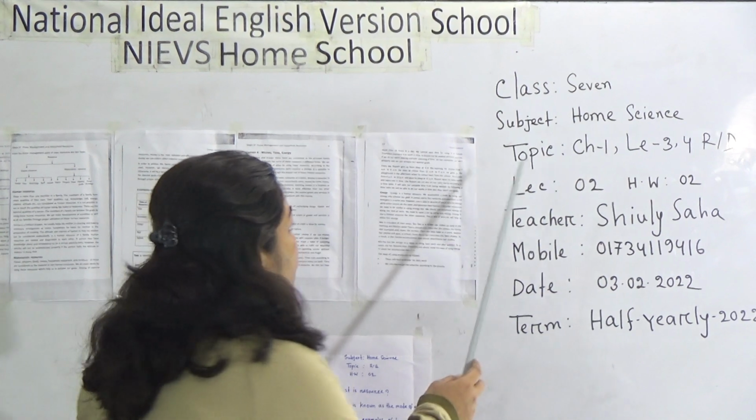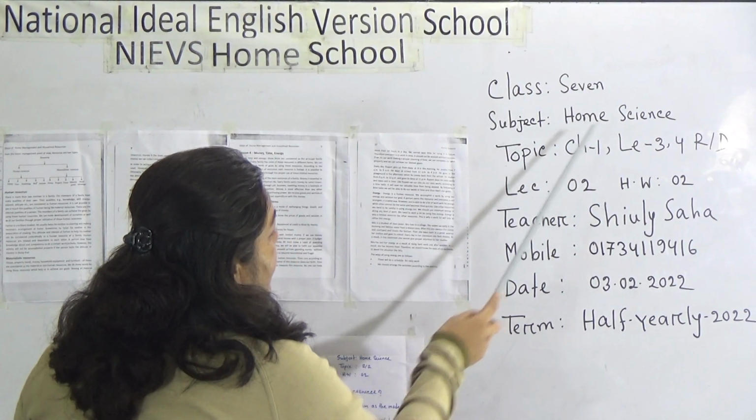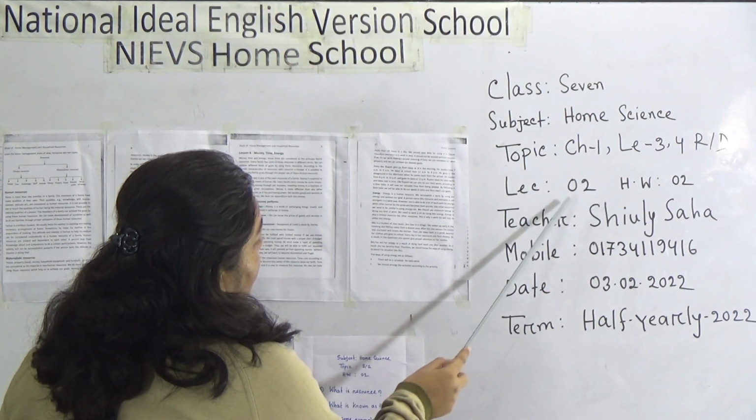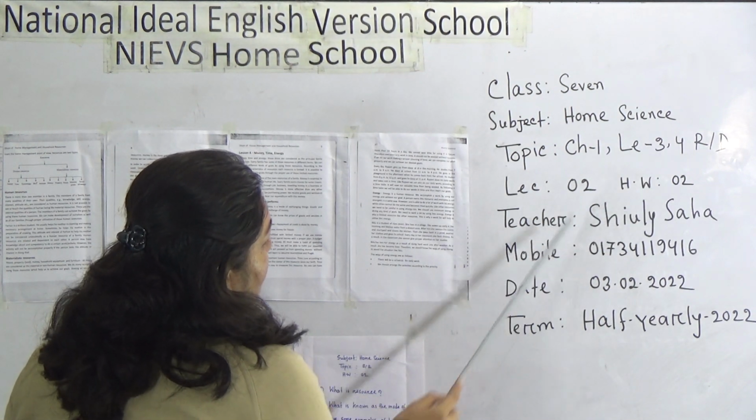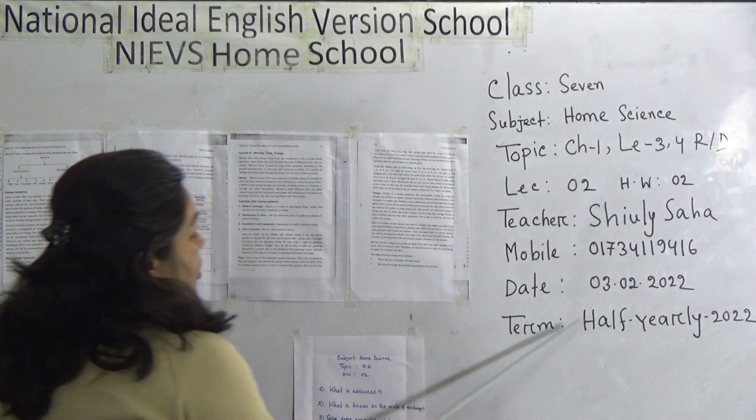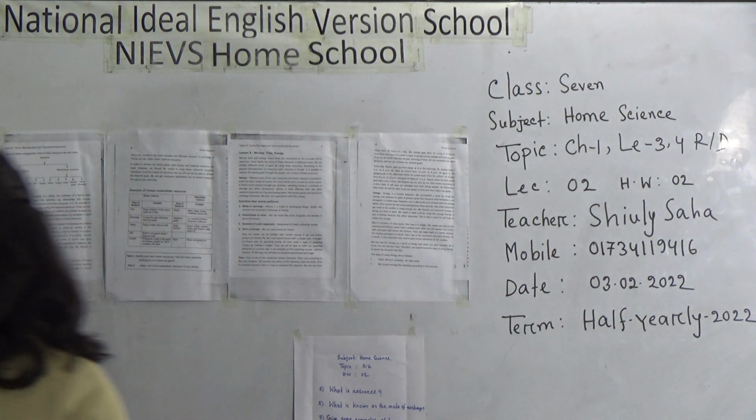Have a look at this topic. Class 7, subject home science, topic chapter 1, lesson 3 and 4, reading done. And it is our lesson number 2, homework number 2. And this is my name, Shiuly Saha, and mobile number and today's date. Okay. Now lesson 3, classification of resources.